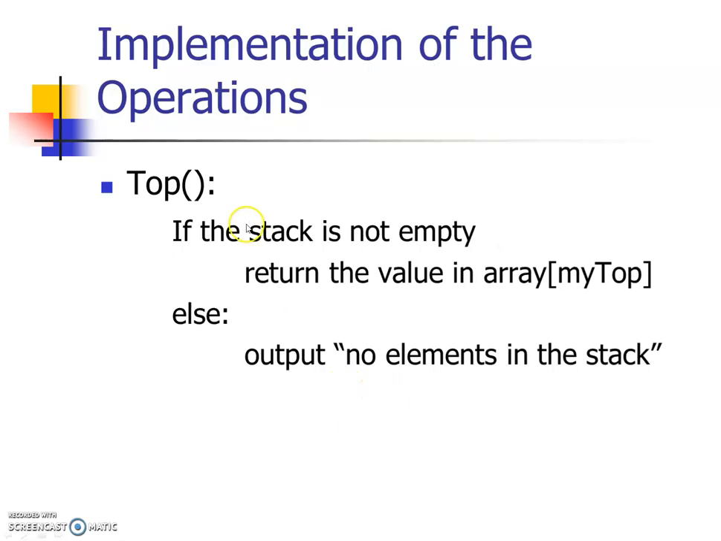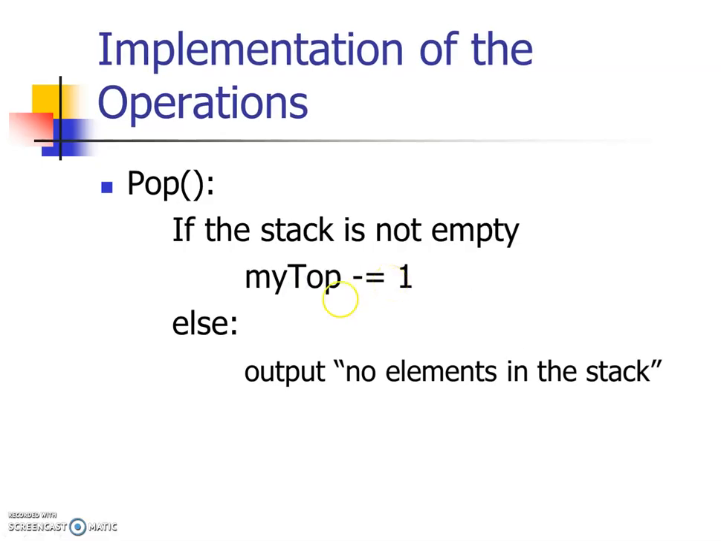For the top operation, you simply get the value where the top is located, because this is an array implementation. As long as the stack is not empty, you just return the array at that index, the top index, and that is your top function that retrieves whatever value is at the top of the stack.